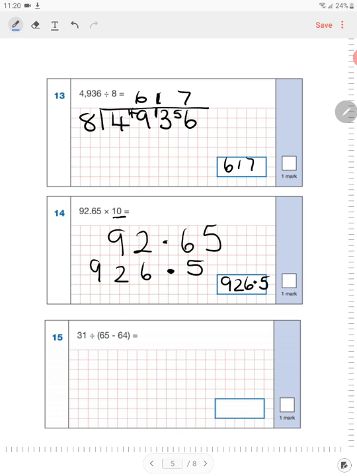Okay, 926.5. Your parents will have been taught that slightly differently. They'll have been taught to bounce the decimal point along. We do it differently now. We move the numbers. The decimal point is a fixed point. Okay, you will still get to the same answer. It's just a different way of doing it.